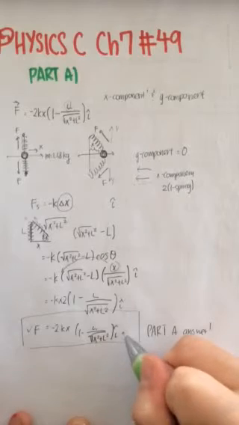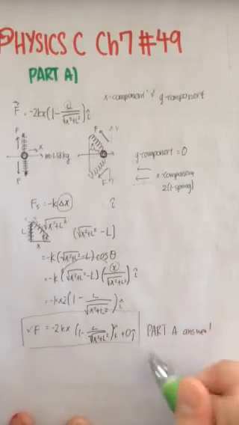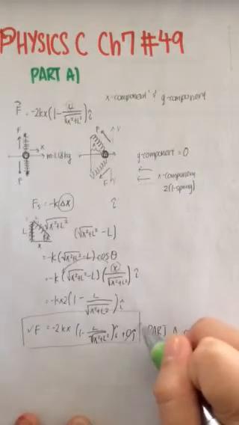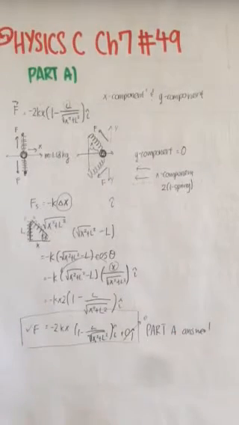Keep in mind that we can always add plus 0j, which is the y component, but since there's no y component, why not just make that 0 and make it invisible?